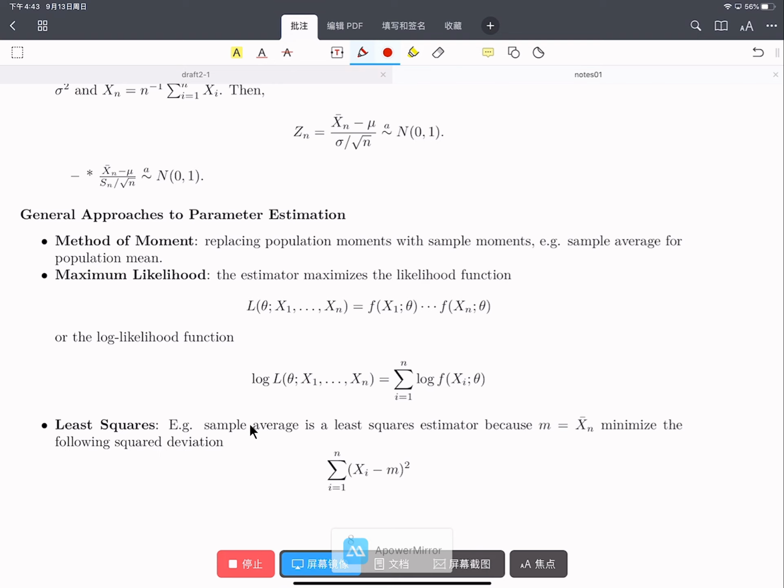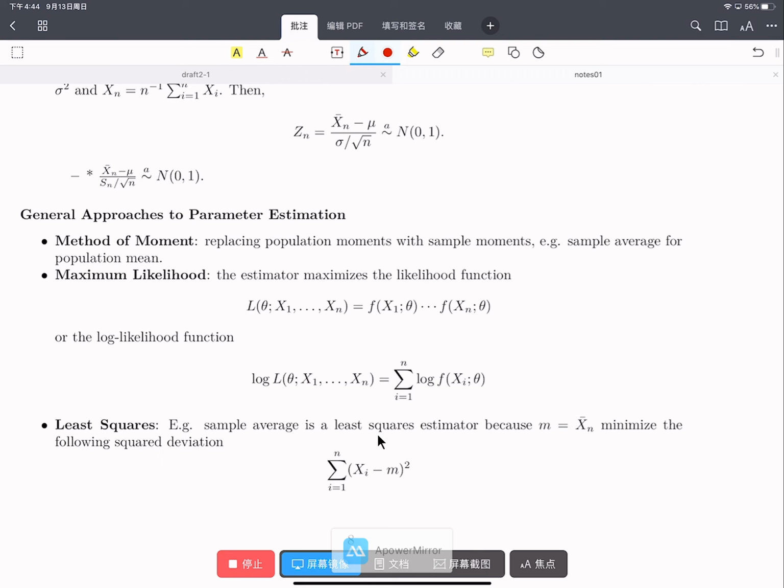The last one is called the least squares method. The least squares method basically says that in the sample there is some measure of the moment that is closely matched to the parameter that we want to estimate. So what we do is subtract them, square the difference, and then minimize the sum of the squares.